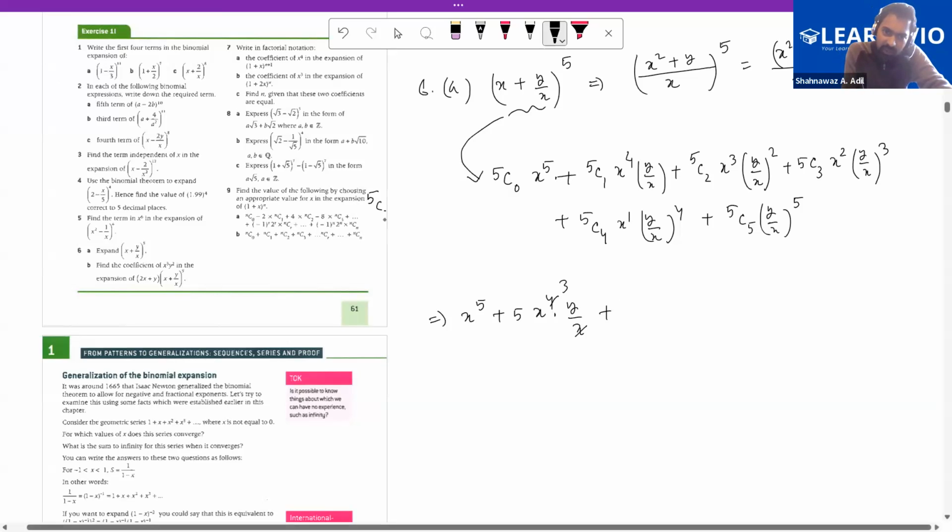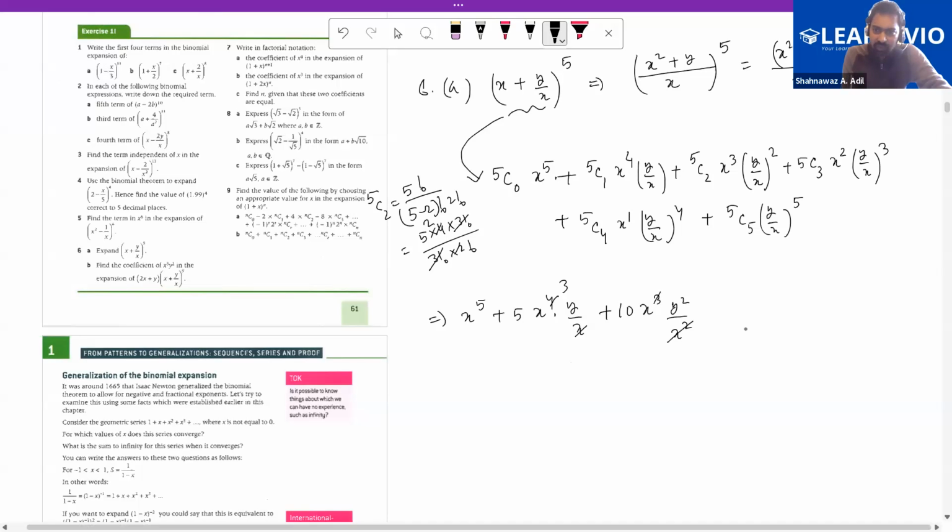So 5c2 would be 5 factorial over 5 minus 2 factorial and then 2 factorial. So this is 5, 4, and 3 factorial, and then this is 3 factorial and then 2 factorial. So this one cancels. These 2 twos are 4, so that would be 10, right? 10 x cube and y square by x square. So this square will cancel and this would become x only. And then what is the next one?